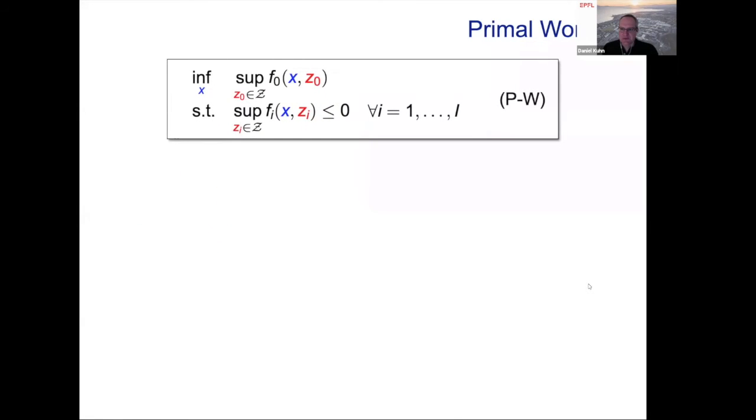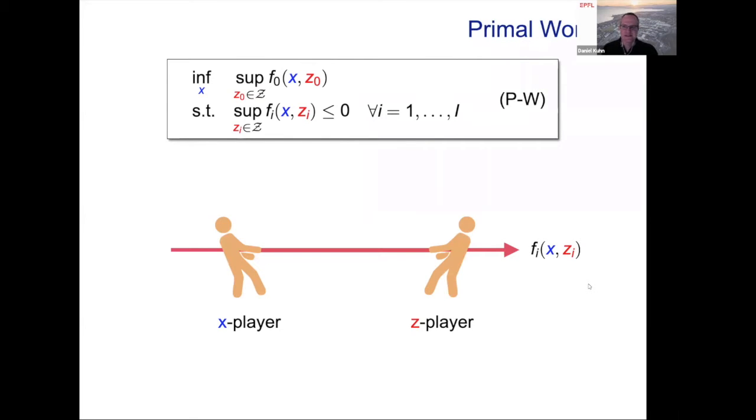So the primal worst problem is, of course, nothing else than a robust optimization problem. And here, the decision maker aims to find a decision X that minimizes the worst case objective function, and that is feasible under every realization of the uncertainty Z in the uncertainty set script Z. And this problem can thus be viewed as a game between the decision maker and some evil adversary who wishes to inflict maximum damage.